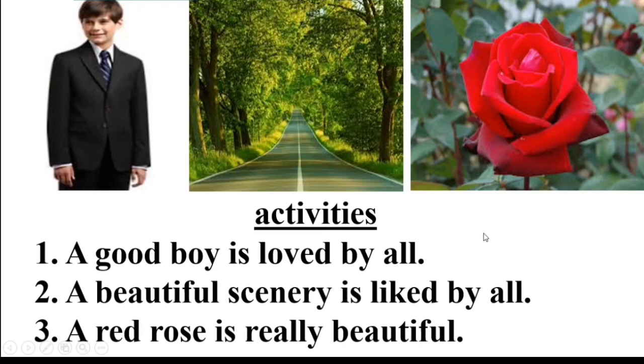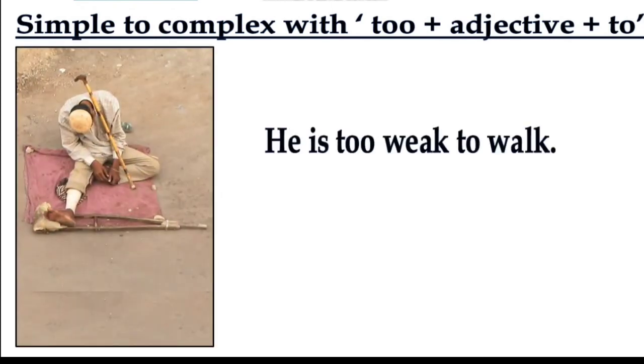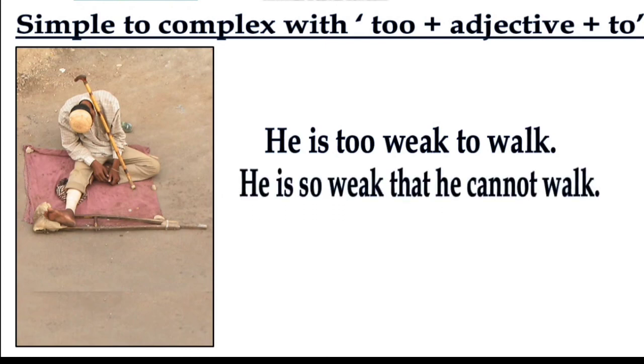Here are also some activities for you. Practice these activities according to these rules, and the rules will be very clear to you. Simple to complex with too plus adjective plus to. He is too weak to walk. He is so weak that he cannot walk.